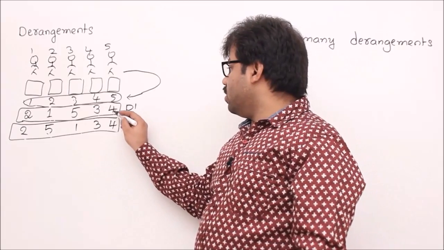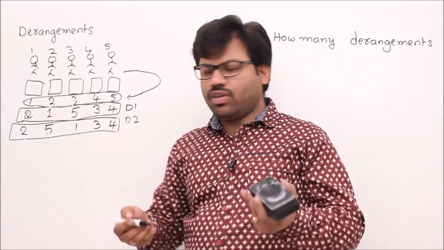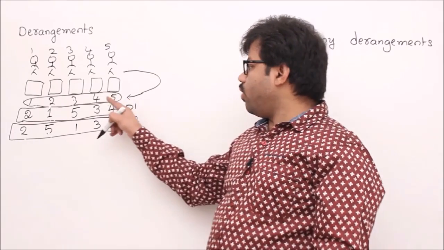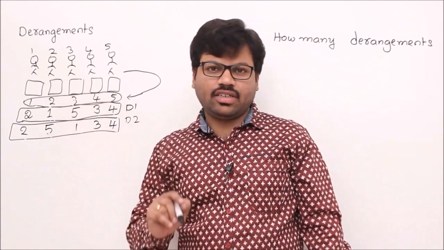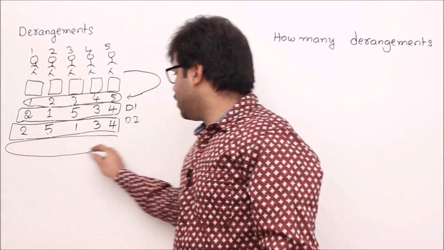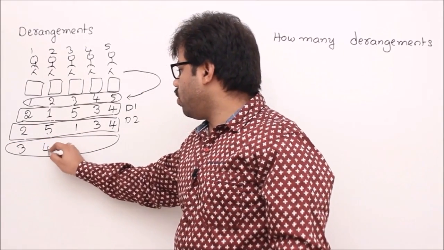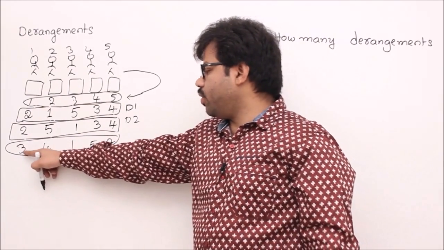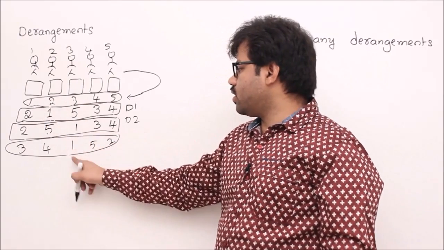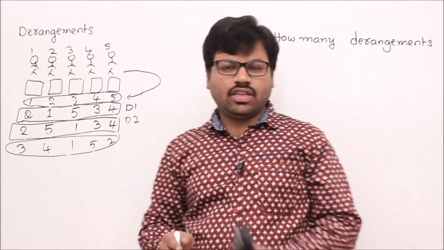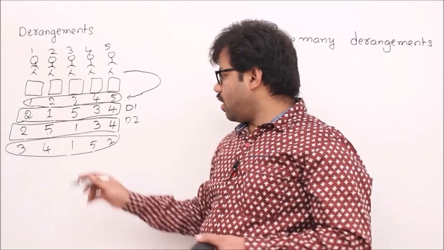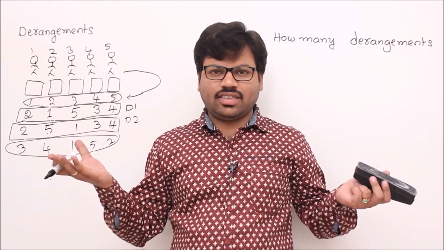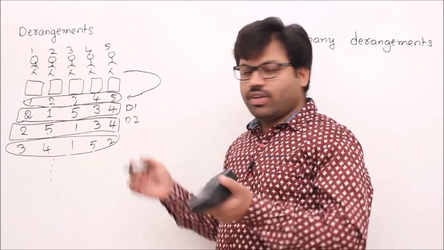Understand? But these two derangements D1, D2 can have common positions. Don't compare D1 and D2. We have to always compare with the first arrangement. Now one more derangement I can write like this, maybe 3, 4, 1, 5, 2. Yes, 1 versus 3, 2 versus 4, 3 versus 1, 4 versus 5, 5 versus 2. So everyone is in a different position, right? So these are all derangements. Now the question is, how many such derangements are possible? So we are going to figure out a formula for it.